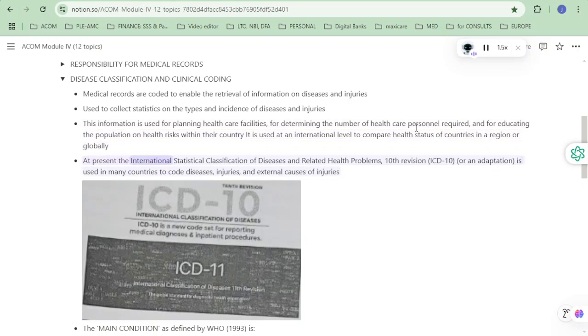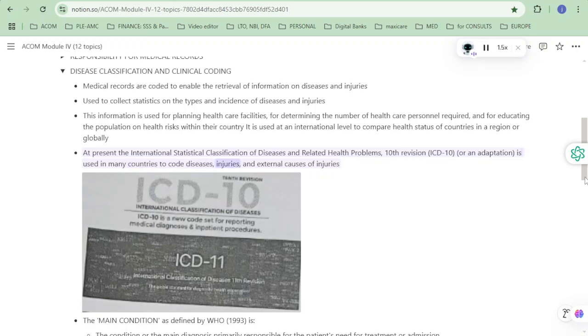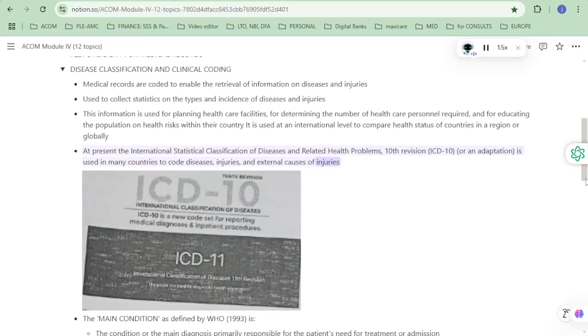At present, the International Statistical Classification of Diseases and Related Health Problems, 10th revision, ICD-10, or an adaptation, is used in many countries to code diseases, injuries, and external causes of injuries.